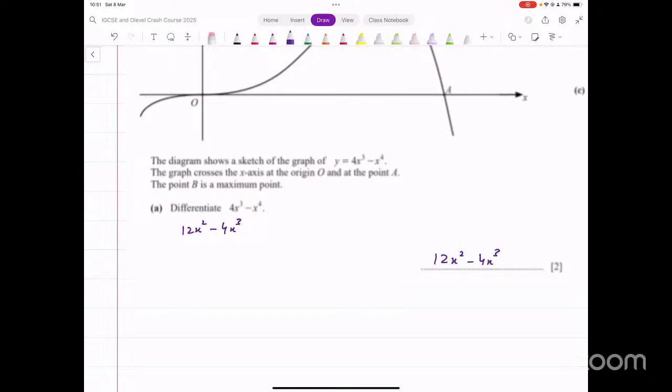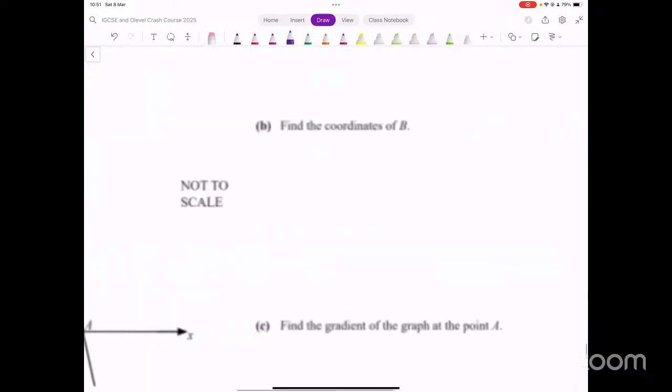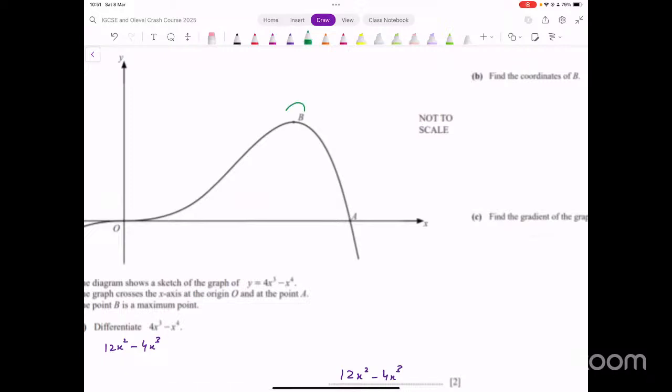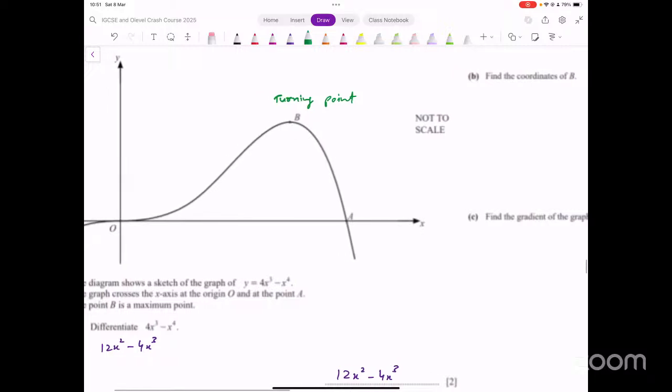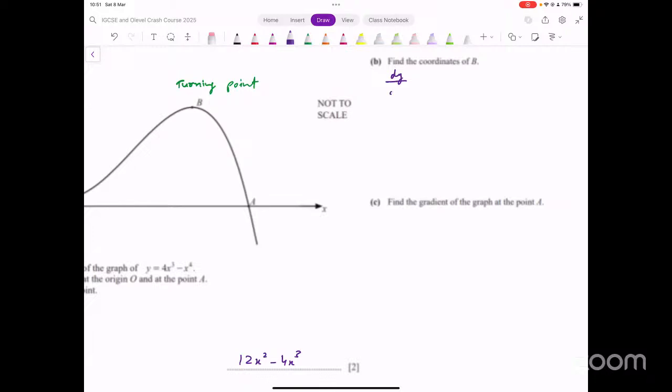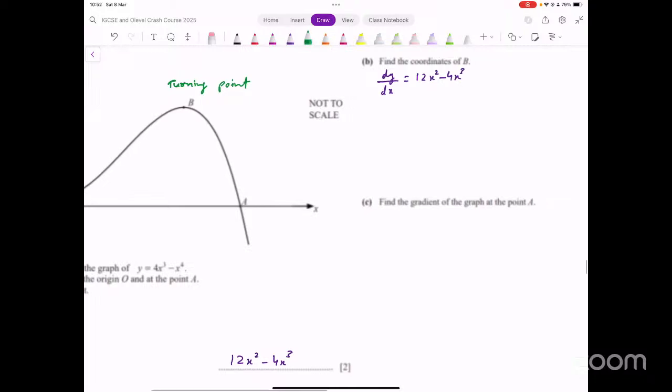Okay, now that's the first part. Now it says, find the coordinates of B. Find the coordinates of B. Now let's look at that graph. What's the point B? B is the turning point or the stationary point. How do you find coordinates of a stationary point? You put dy over dx equal to 0, right? We know that dy over dx, we've already found that. That is equal to 12x squared minus 4x cubed. That's the derivative. You put this equal to 0 to find the stationary point.